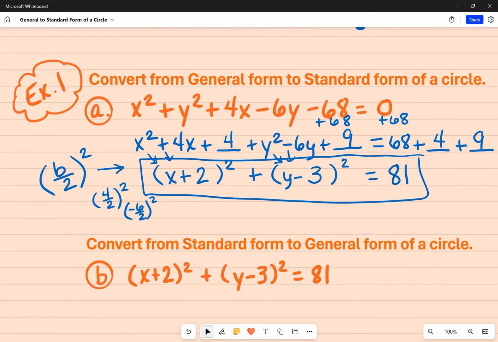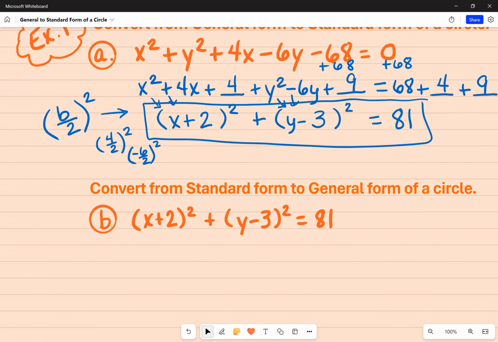Now I'm going to take that same answer that we just got from part A, and I'm going to write it in general form. So now I have to expand my binomials. I have the quantity of x plus 2 times the quantity of x plus 2. That's what it means when you're squaring an expression. And then I'm going to do that again for my y.